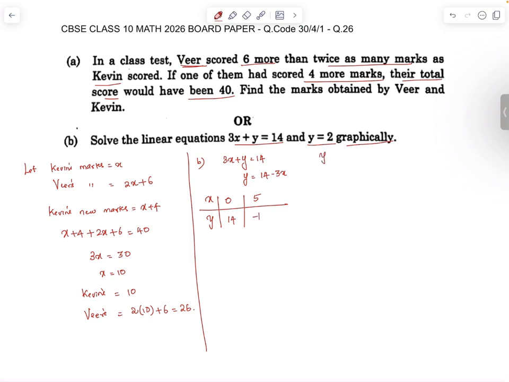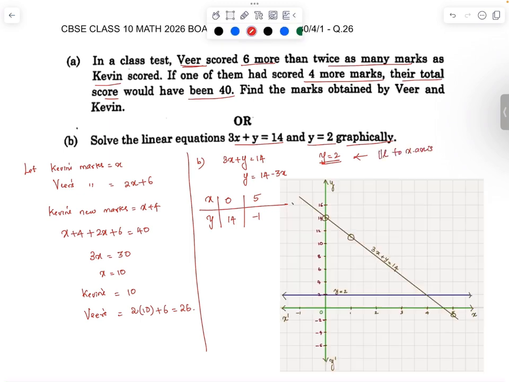Second equation given is y equal to 2. So this is a line which is parallel to x-axis. After plotting these two lines, the graph looks like this. This is a line which represents 3x plus y equal to 14 and the horizontal line is y equal to 2. These two lines meet at the point (4, 2). So this is the solution of these two equations.